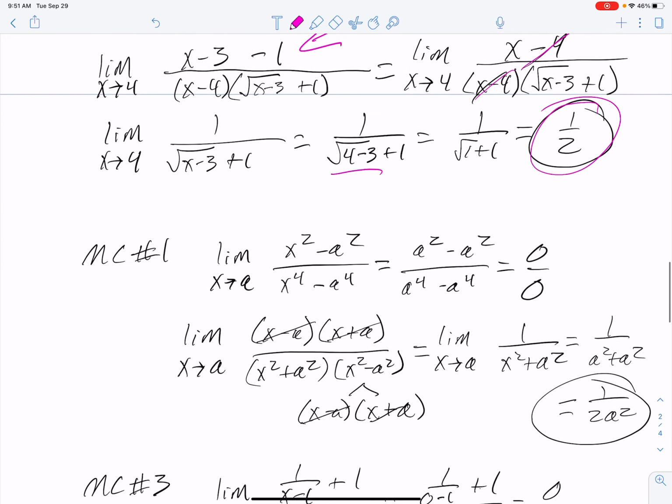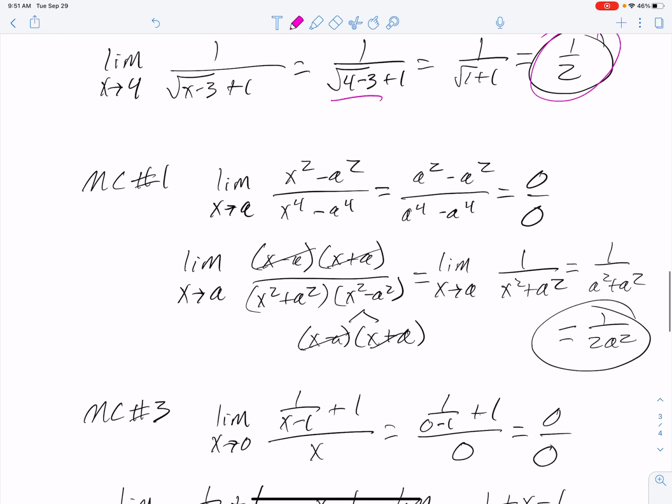Now, multiple choice number 1, the fact that it has an a in it, a is just a number. If you wanted, you could replace the a with any value you choose, but if you can recognize that it just represents a number, you can keep working with it. Again, I substitute in what my limit is approaching. I get 0 over 0.